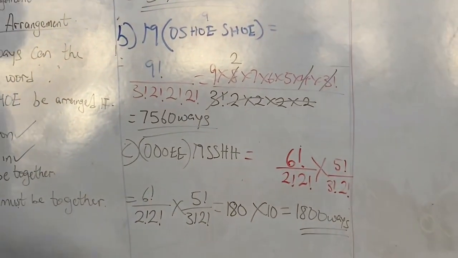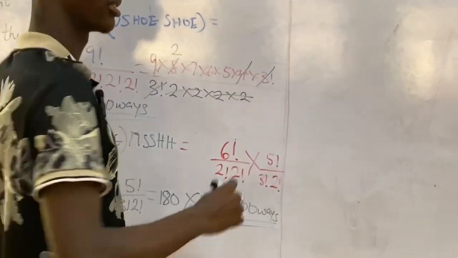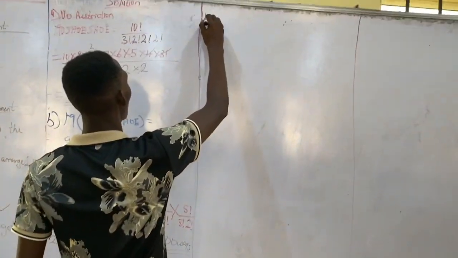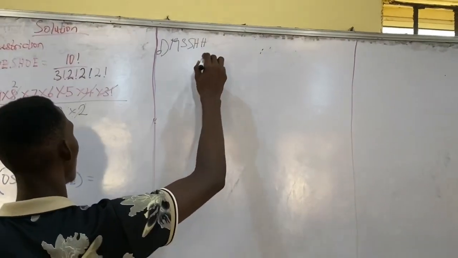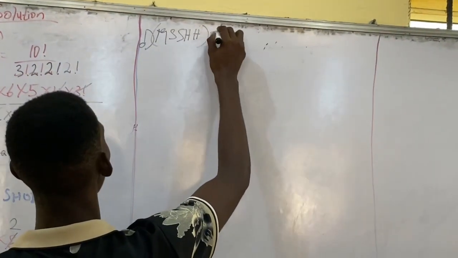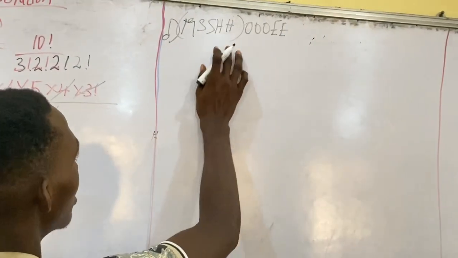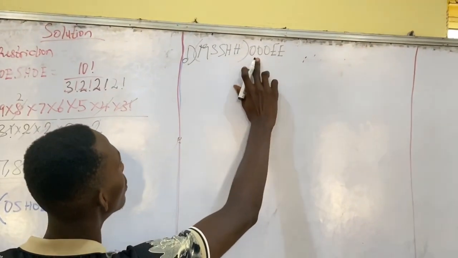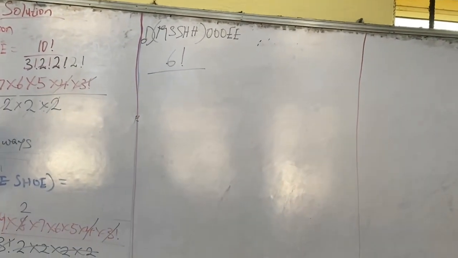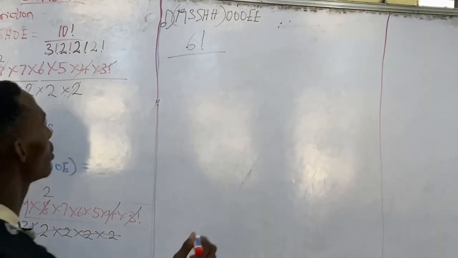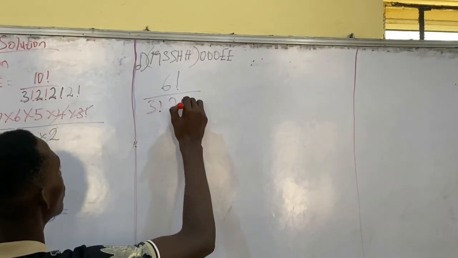Now the second one is if we are to group our consonants together, then how do we do it? Then it will be the reverse, which means this is requirement D. M S S H H will be in brackets, then O O O E E will be outside. Based on what I told you, this serves as 1, 2, 3, 4, 5, 6. So this was 6 factorial over how many repetitions? 3 and 2. 3 repetition, 2 repetition.